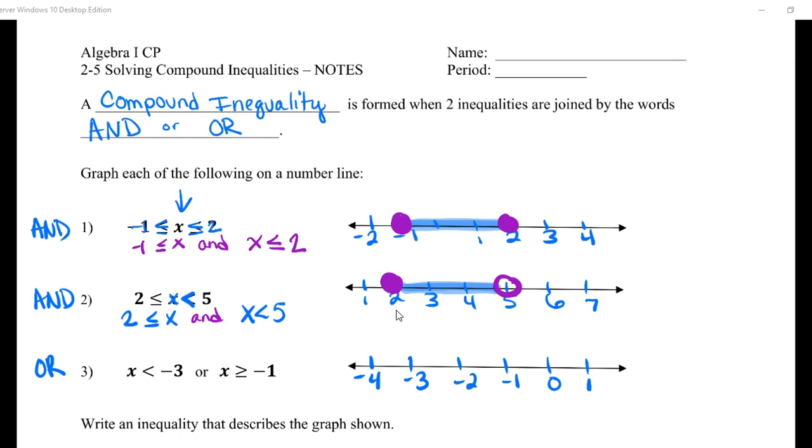And then or inequalities are graphed separately. So x needs to be less than -3. So that's open at -3, shaded to the left. Or x needs to be greater than or equal to -1. So that's filled in at -1, shaded to the right.